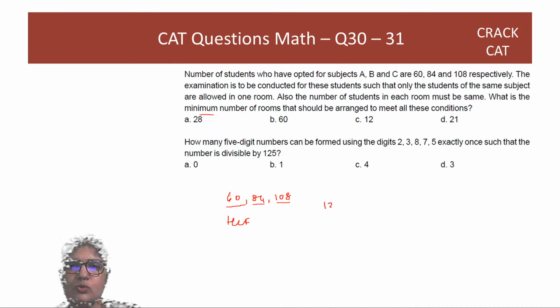So there will be 12 students in each room, 5 rooms of subject A, 7 rooms of subject B, and 9 rooms of subject C. Totally the number of rooms will be 21. So answer is option B.